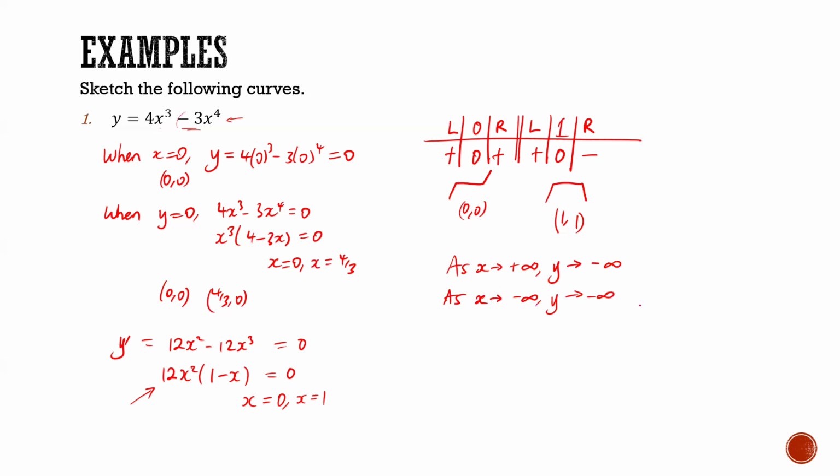So now that we have all we need, we can sketch our curve. So that's the y-axis, and the x-axis. I'll just change the color of the ink. You know that at the point (0, 0) and at the point (4/3, 0), we have intercepts. We have a point of inflection at (0, 0), and your curve goes something like that. At the point (1, 1), we have a maximum.